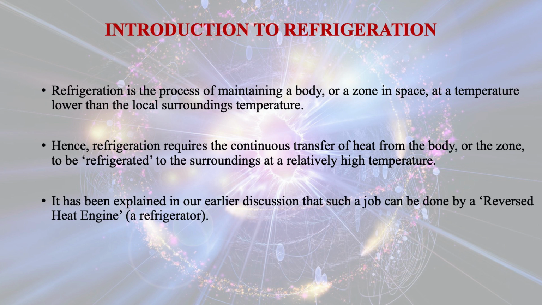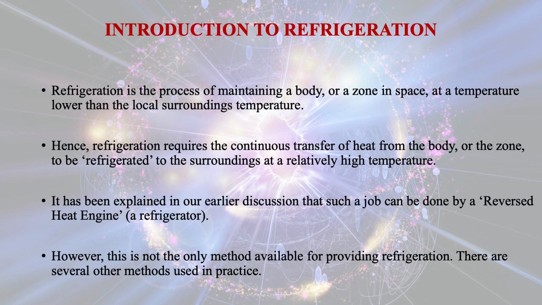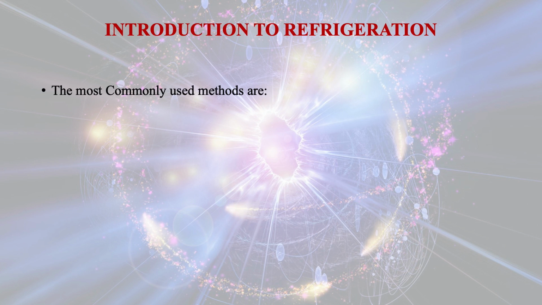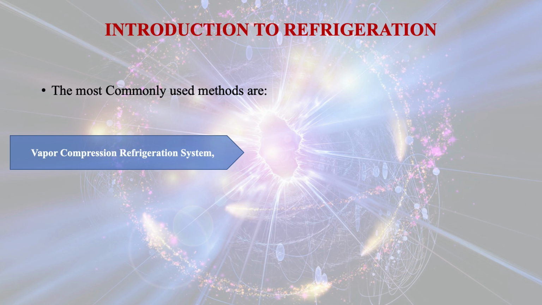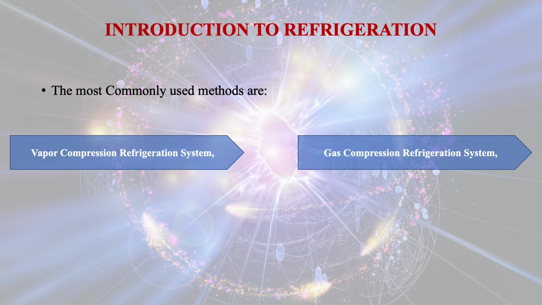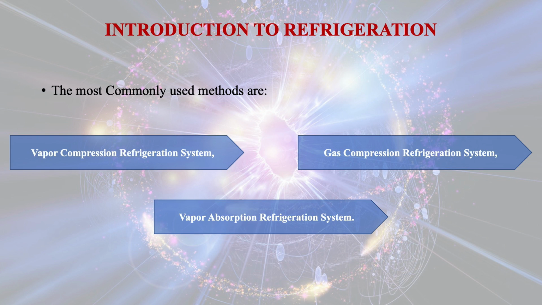It has been explained in our earlier discussion that such a job can be done by a reverse heat engine, a refrigerator. However, this is not the only method available for providing refrigeration. There are several other methods used in practice. The most commonly used methods are the vapor compression refrigeration system, gas compression refrigeration system, and vapor absorption refrigeration system.